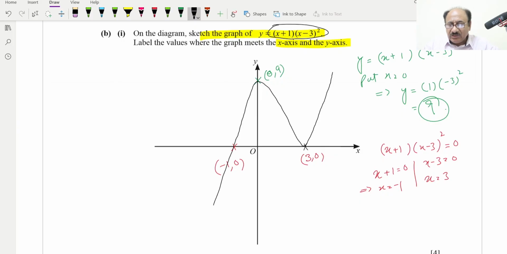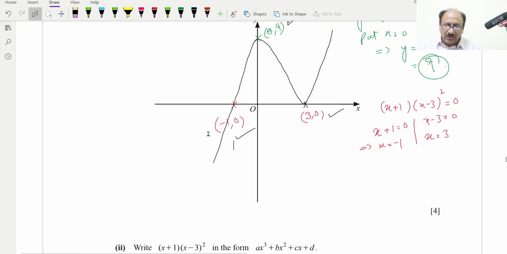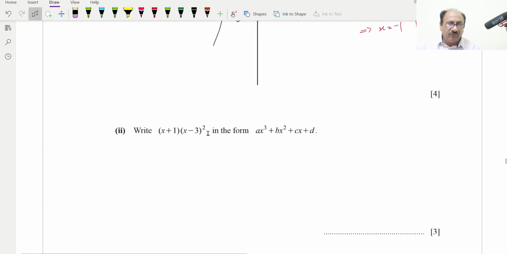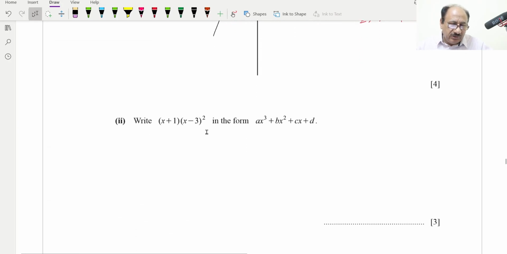So the basic idea is you will have to show the x-intercepts and y-intercept, which we have already. The y-intercept we have shown, and the x-intercepts we have already shown. So this is sketching, an accurate graph is not required. This is a 4-mark question. It's very easy and interesting if you have your concept clear.